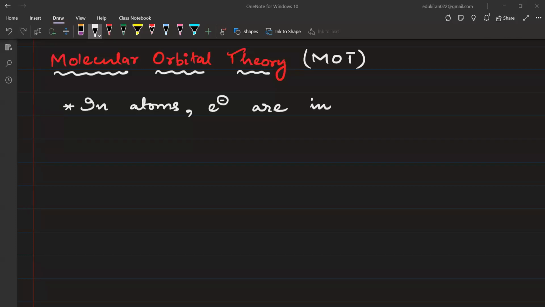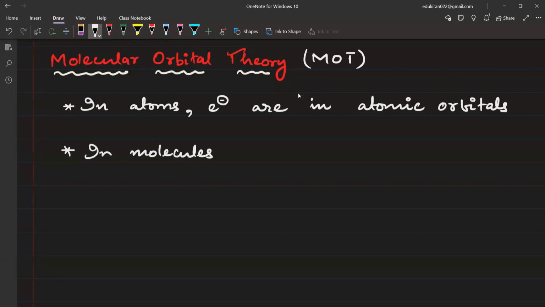Harsha, Siddika, Yasir, Alia, Maryam, Abdullah. Where can we find the electrons? Orbitals, very good. So in atoms, electrons are in atomic orbitals. And a very simple idea: in molecules, electrons are in molecular orbitals. Easy.